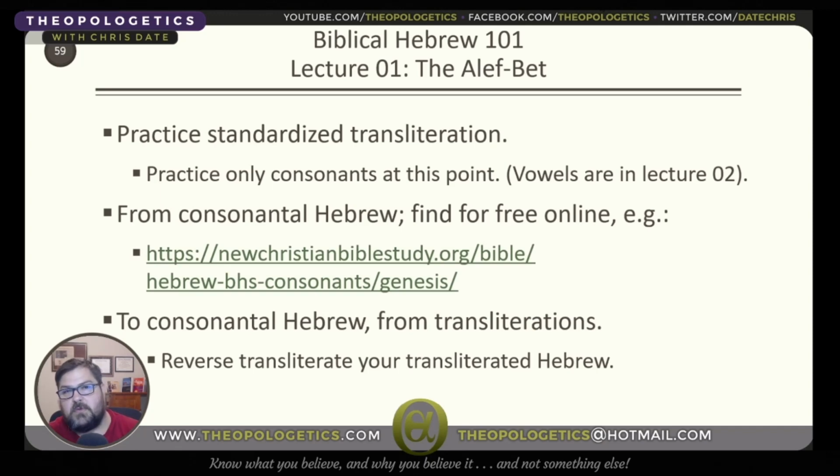So if you practice transliteration in ways like these, you'll master the transliteration, and when you're reading resources that use transliterated Hebrew rather than the actual Hebrew script, you'll be able to mentally map the letters to the Hebrew consonants, and that'll be very helpful. So that's it for this first lecture in Biblical Hebrew 101 on the Alef-Bet. In the next lecture, lecture number 2, I'll be covering vowels and associated information.